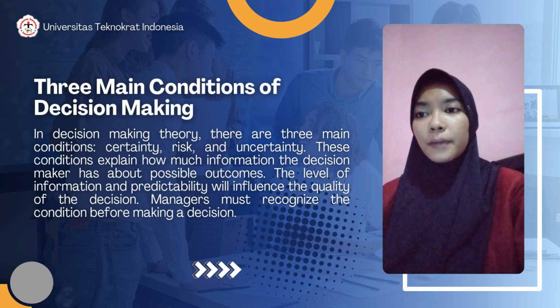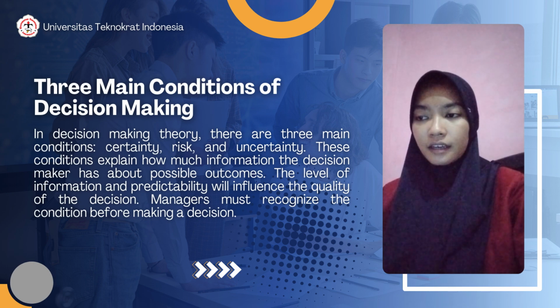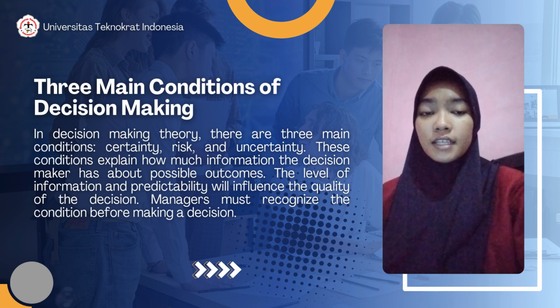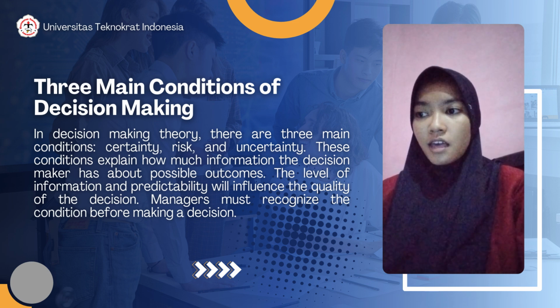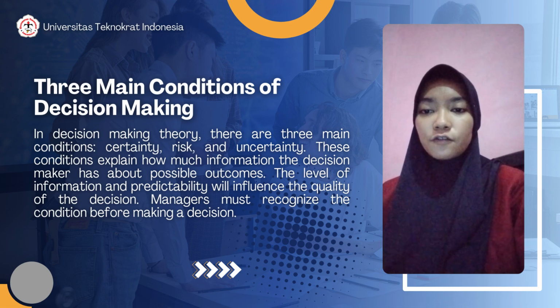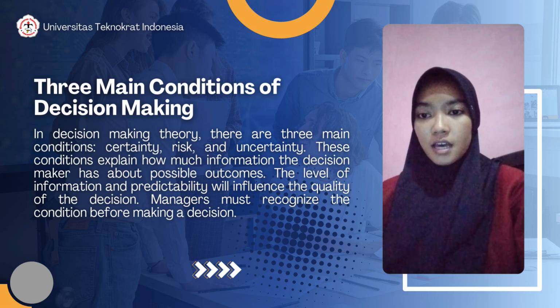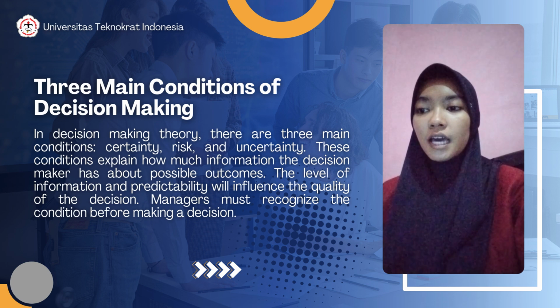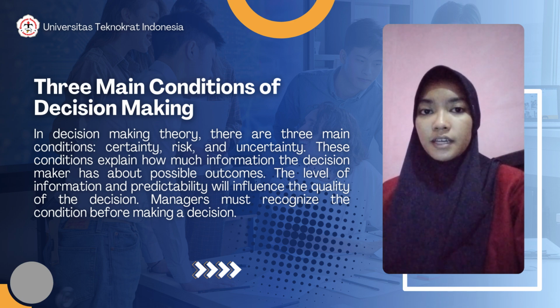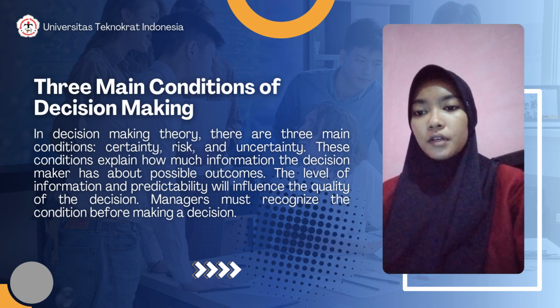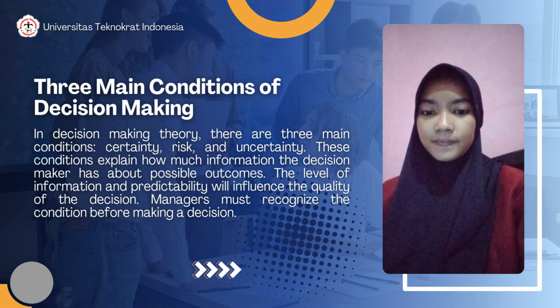Next, the three main conditions of decision making. In decision-making theory, there are three main conditions: certainty, risk, and uncertainty. These conditions explain how much information the decision maker has about possible outcomes. The level of information and predictability will influence the quality of the decision. Managers must recognize the condition before making a decision.